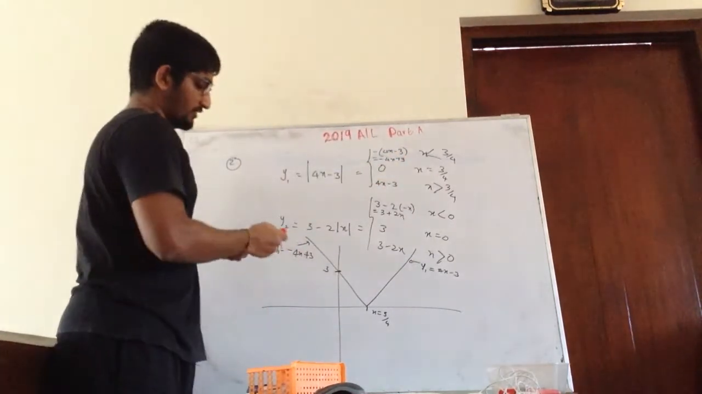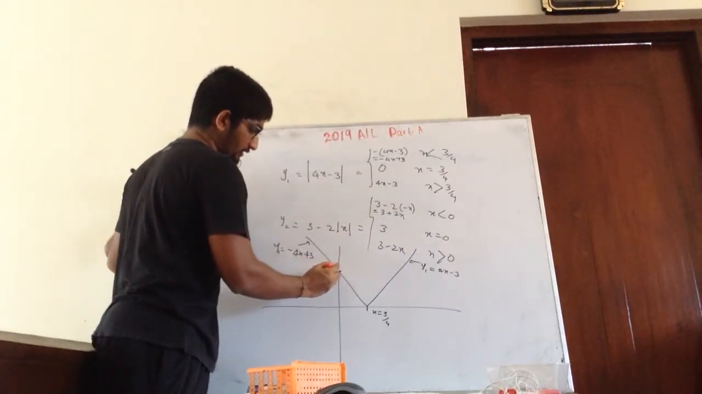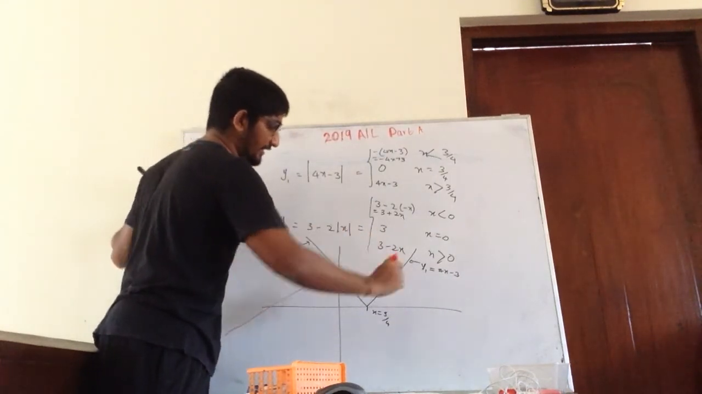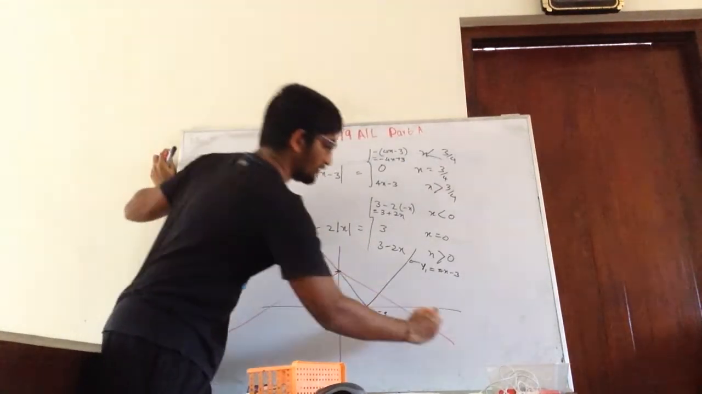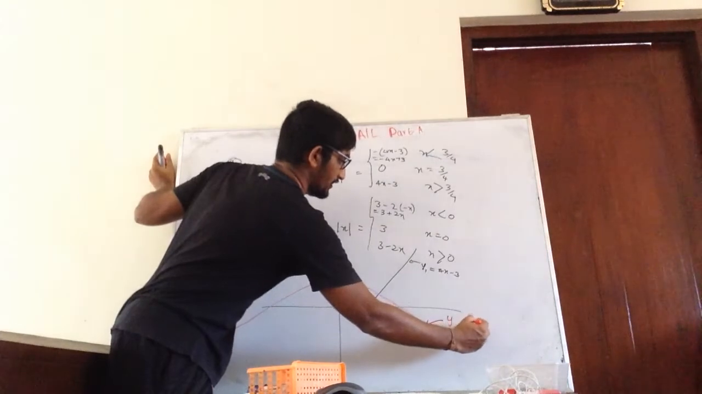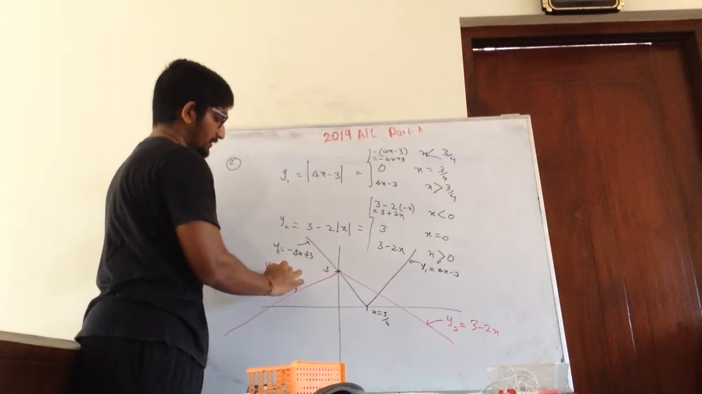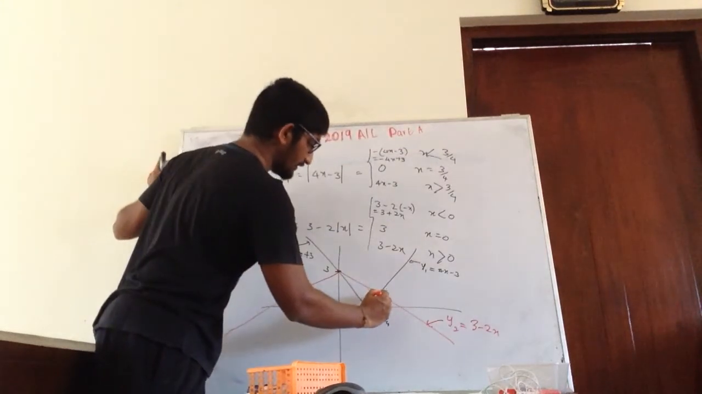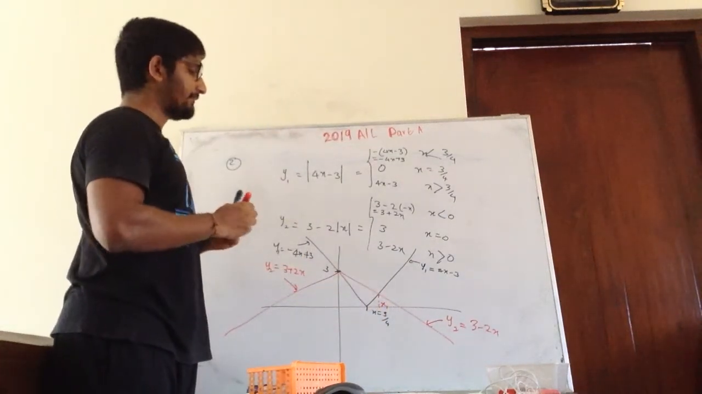Right? So now let's draw that as well. So now here you will get 3 plus 2x. So it is a positive gradient, right? Something like this. Then this is 3 minus 2x, so the gradient is negative, something like this. This is y2 equals 3 minus 2x. This is y2 equals 3 plus 2x. So this is 3. So this is basically the intersection point. We can name this as x1.